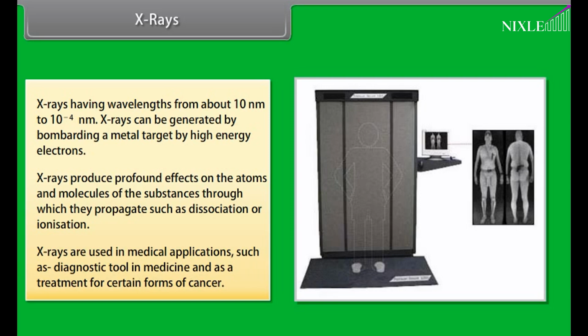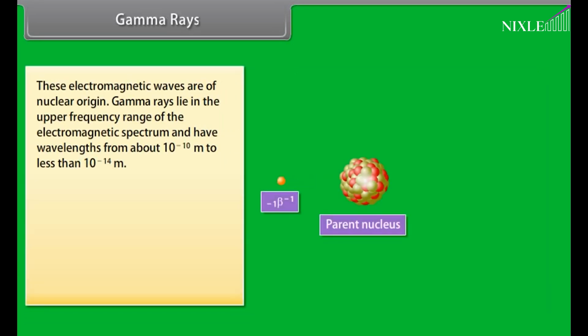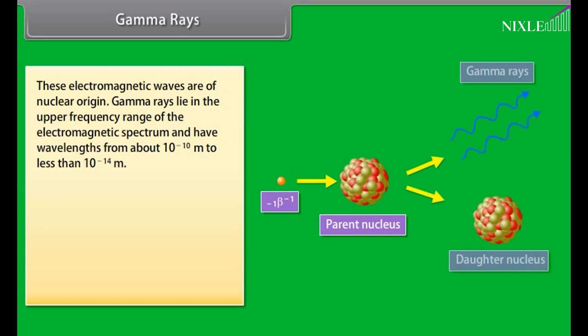Gamma rays. These electromagnetic waves are of nuclear origin. Gamma rays lie in the upper frequency range of the electromagnetic spectrum and have wavelengths from about 10 raised to the power minus 10 meter to less than 10 raised to the power minus 14 meter.